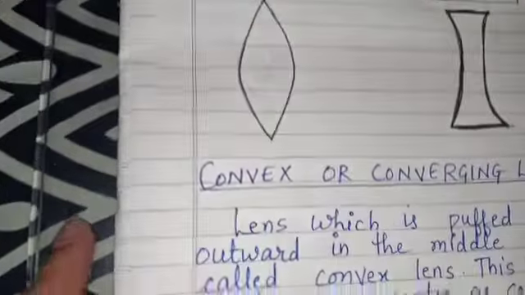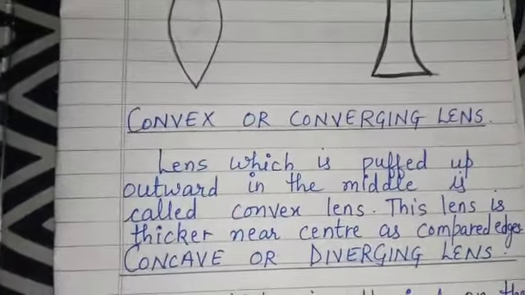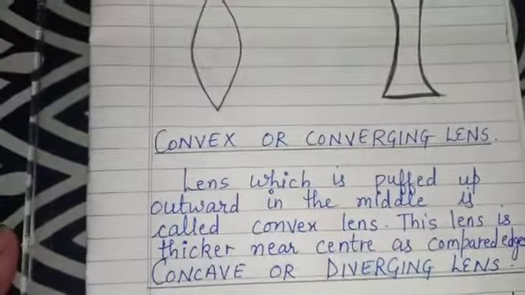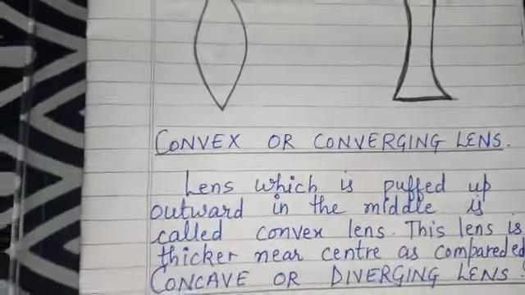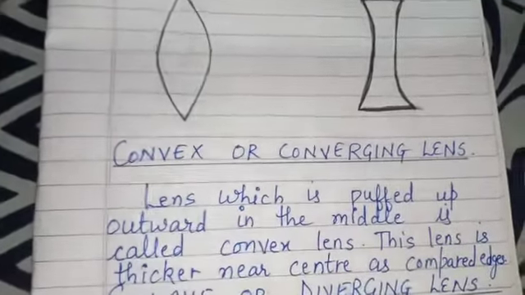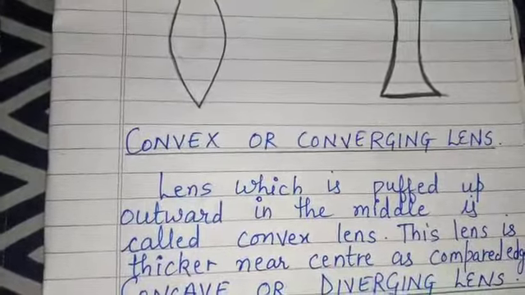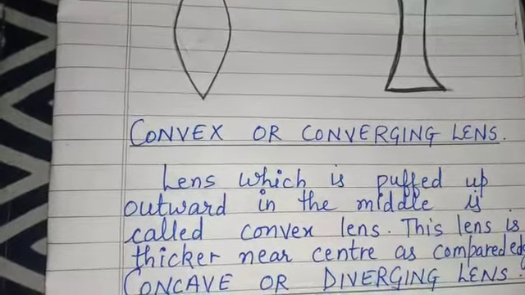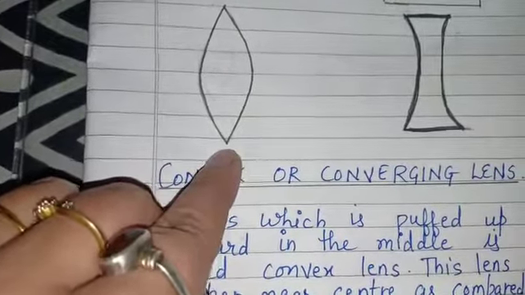See, what is the definition of a convex lens? A convex lens is also said to be a converging lens. Why is it a converging lens? Because all the rays after striking the surface meet at a point. When they meet at a point, then it is said to be converging, right? So a lens which is puffed up outward in the middle is called a convex lens. This is thicker near the center as compared to the edges. As you can see, this is thicker at the center as compared to the edges, right?